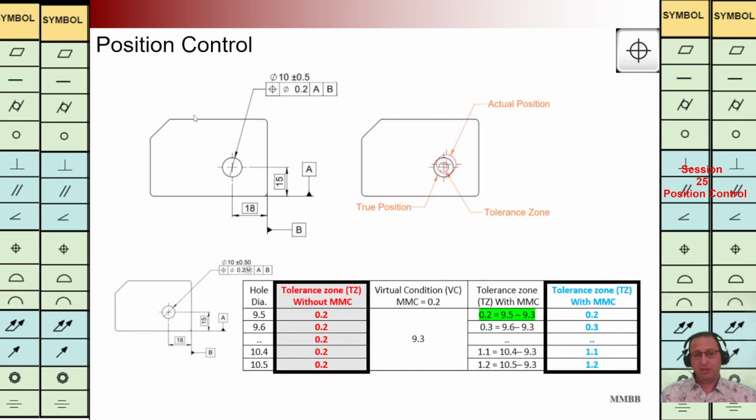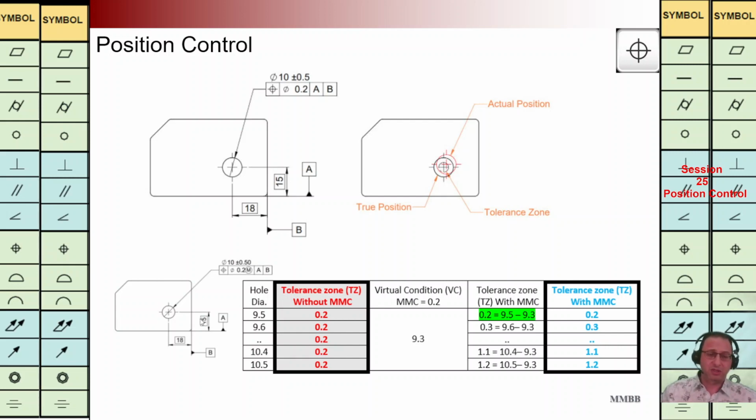In this example, again, we are going to control the position of the center point for this hole. We have this FCF. We are going to have a cylinder with the diameter of 0.2, and the center of this hole should be in that interval. At the bottom, we have the same example.